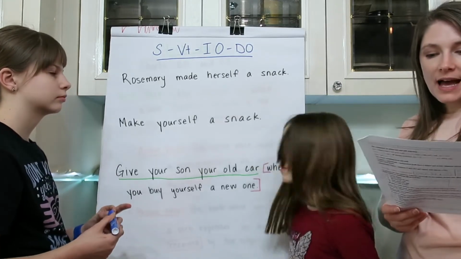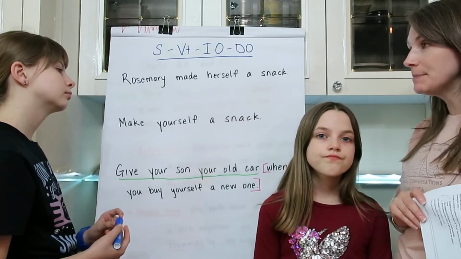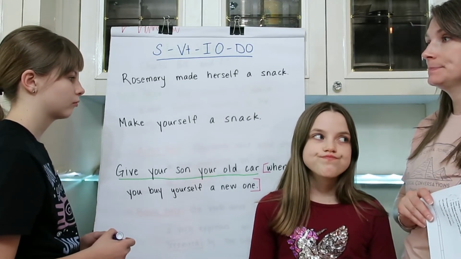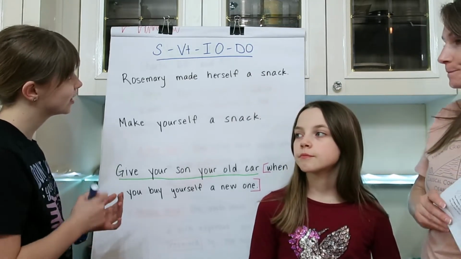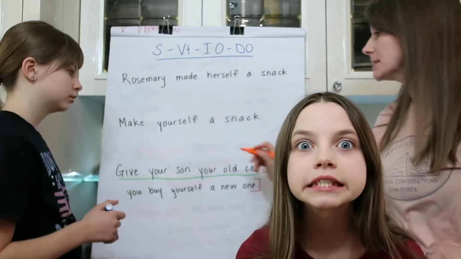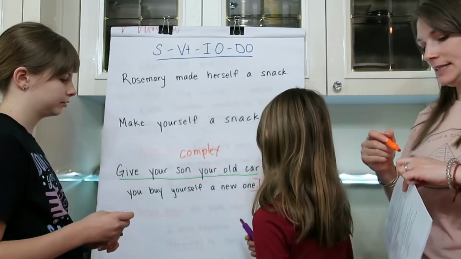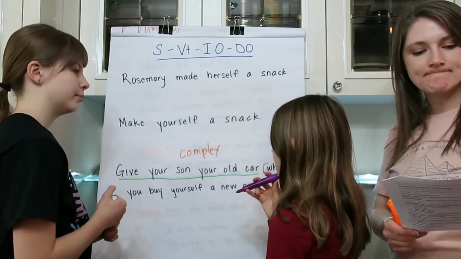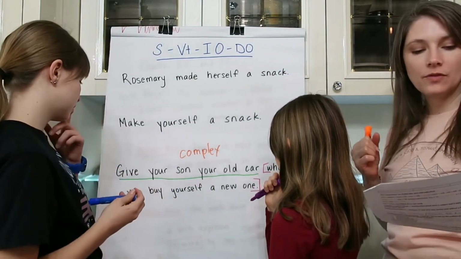Okay, so we have our two clauses. And since the sentence has both an independent and a subordinate clause, what is the structure of the sentence? Complex. Good. All right, so we have a complex sentence here. What is the purpose of this sentence? Is it declarative, imperative, interrogative, or exclamatory? Imperative. It is imperative.